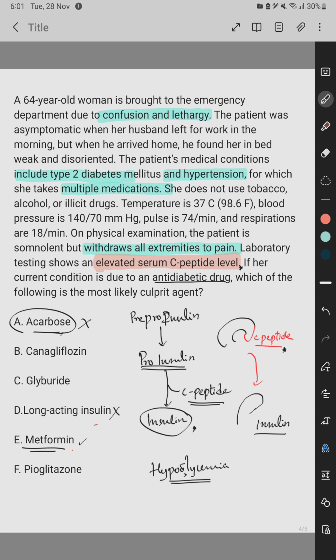So this is also ruled out. Canagliflozin, what is the mechanism of action of these gliflozins? The gliflozins' mechanism of action is SGLT2 inhibition. Yeah, we have read that. SGLT2 inhibitors: canagliflozin, dapagliflozin, empagliflozin, all these gliflozins belong to, very important question, SGLT2 inhibitors.